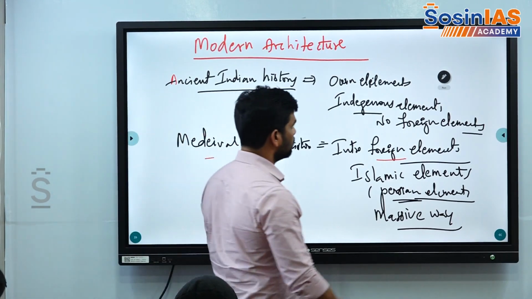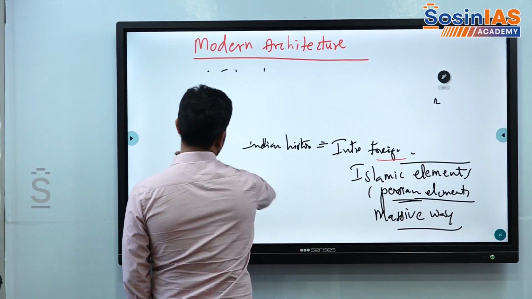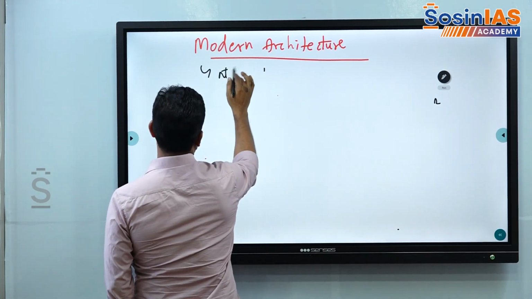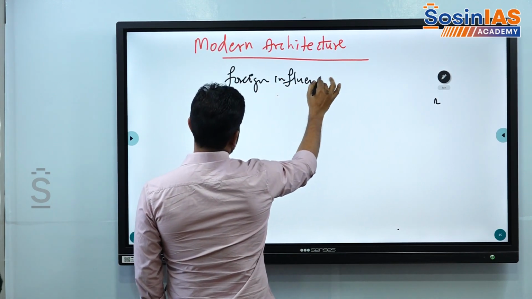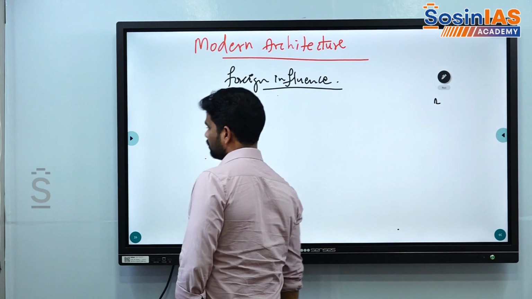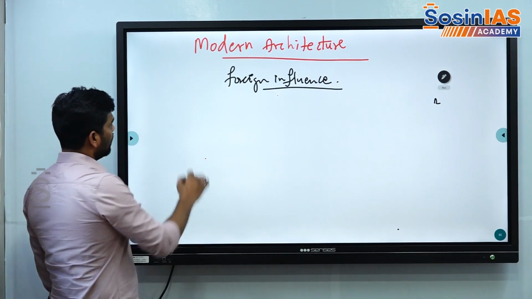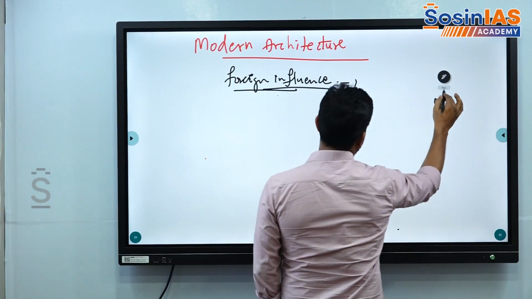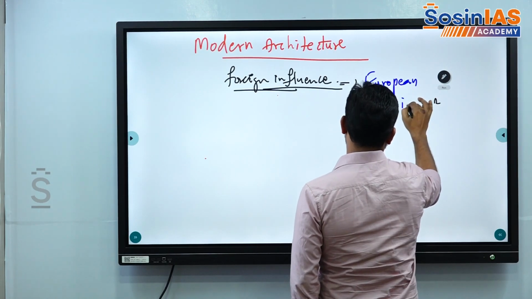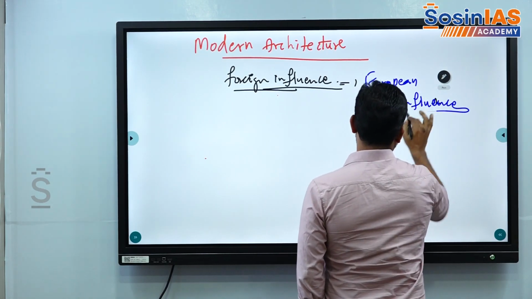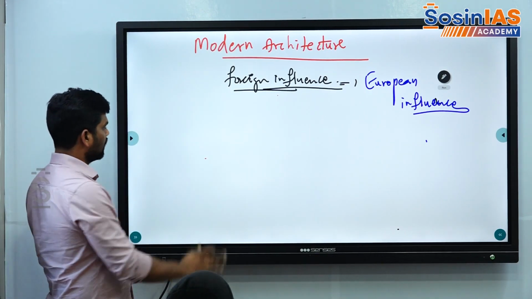the Persian elements. Then what about modern Indian architecture? Now India also witnessed foreign influence. Consisting of foreign influence. Which foreign influence? The European influence. What kind of Europeans?